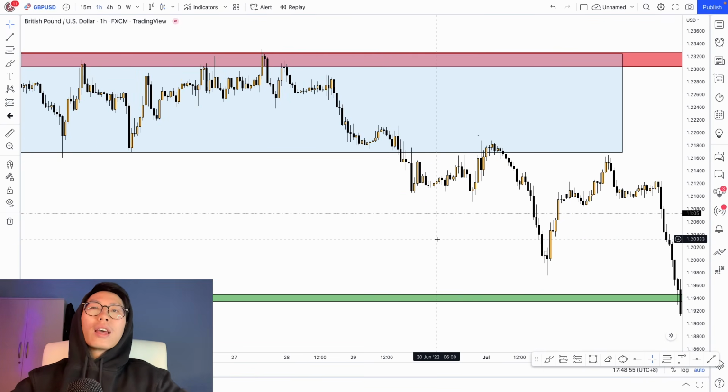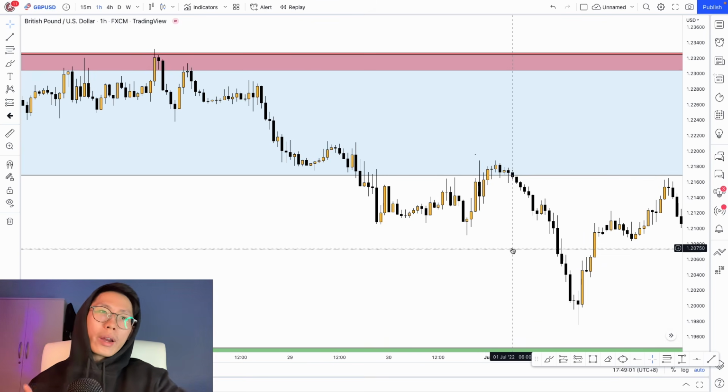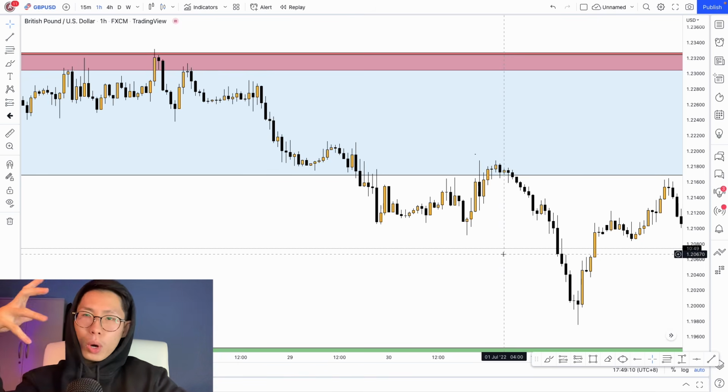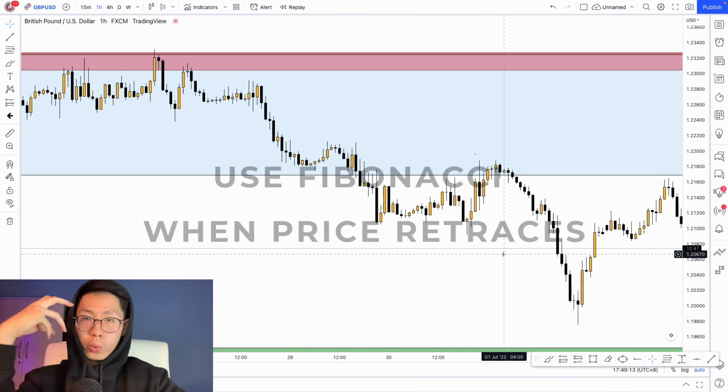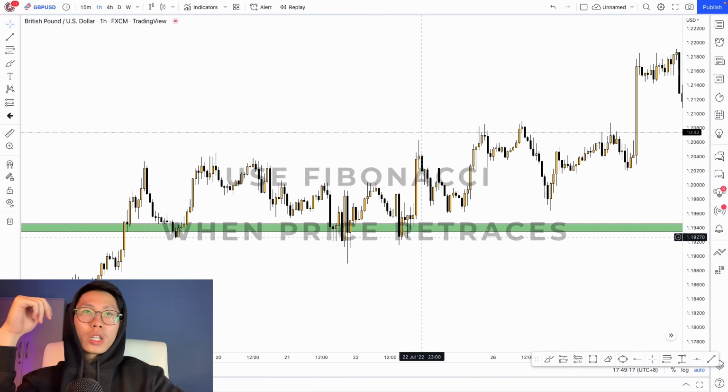Most of you guys think Fibonacci is very complicated to use, but it's really very simple. A lot of YouTubers like to complicate things, but we like to keep things as simple as possible on this channel. You pull out your Fibonacci when price retraces. Whenever you start seeing price retrace, pull out your Fibonacci retracement tool.